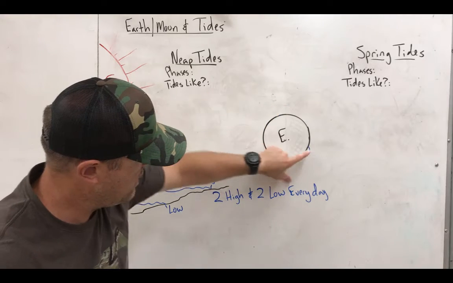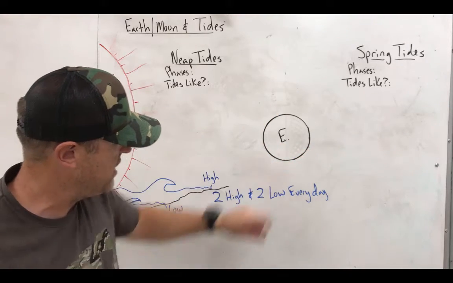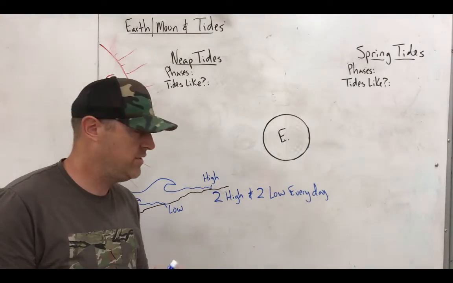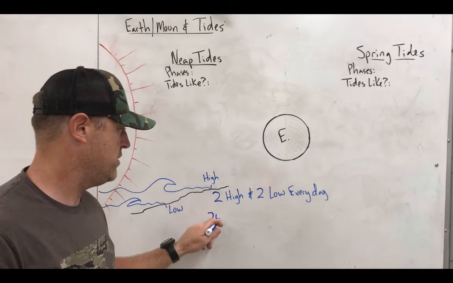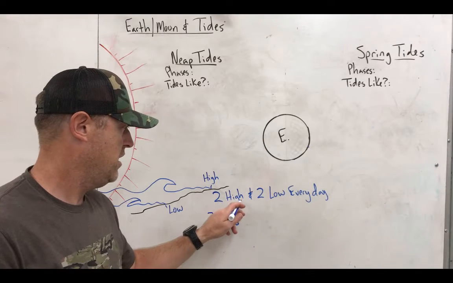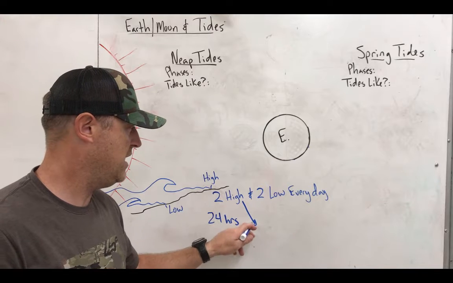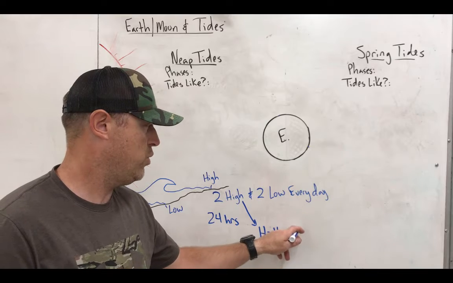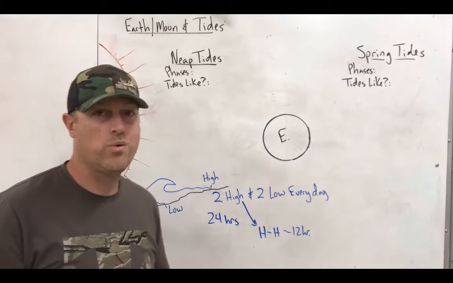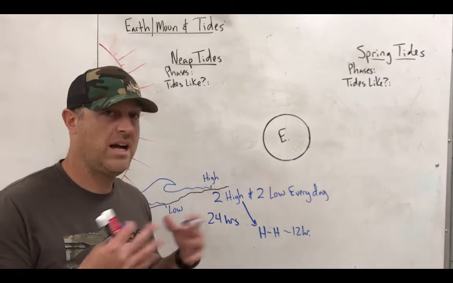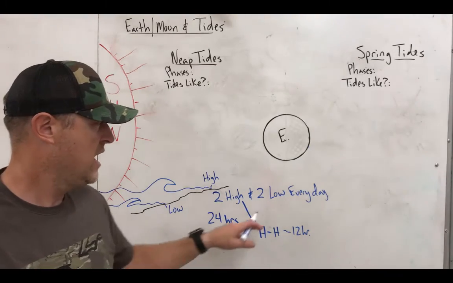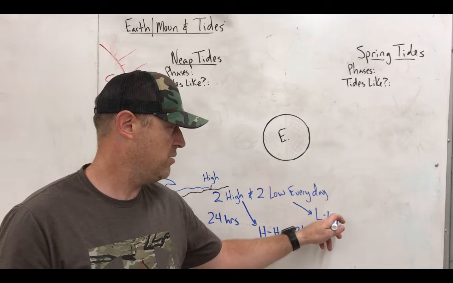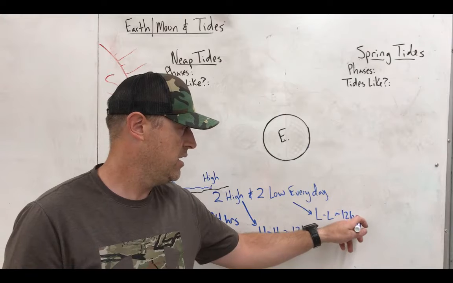Now, there are two high tides and two low tides that occur every single day. And so if we have a 24-hour period of time, the time from high tide to high tide is going to be about 12 hours. I think it's 12 hours, 25 minutes to be exact. But for our class, we're just going to call it 12 hours. Okay? And the same thing for low tides. From low tide to low tide, it's going to be about 12 hours. Okay?